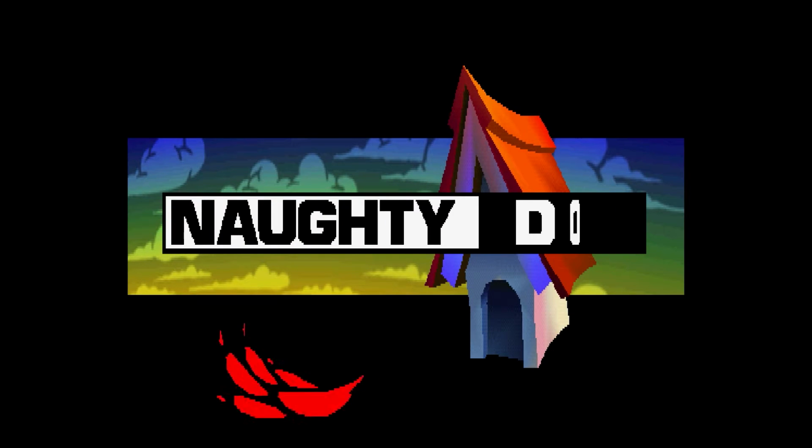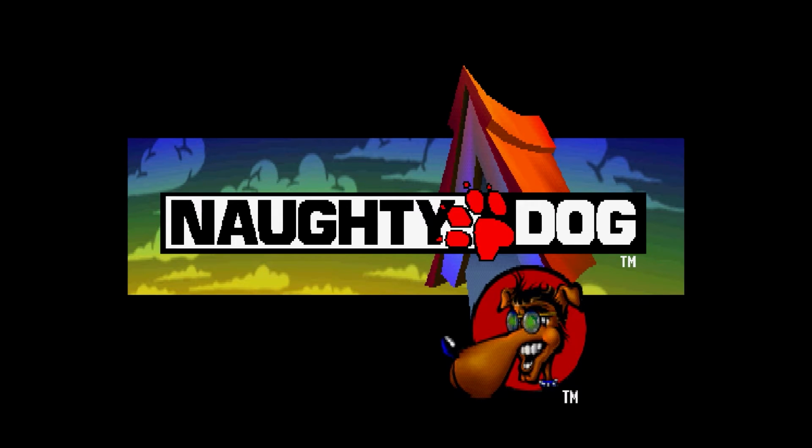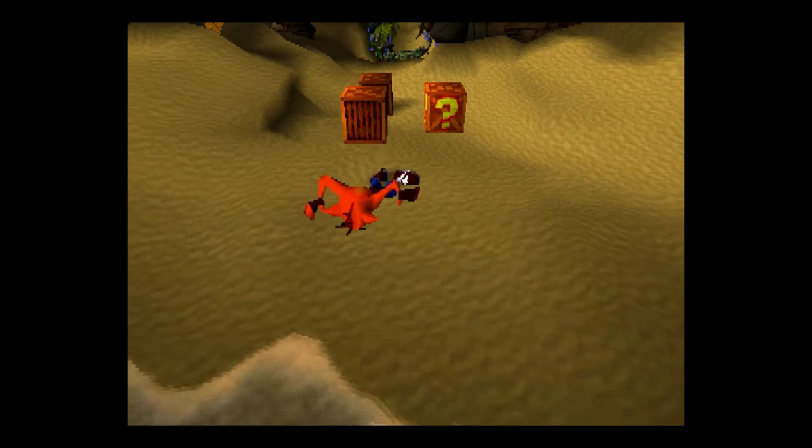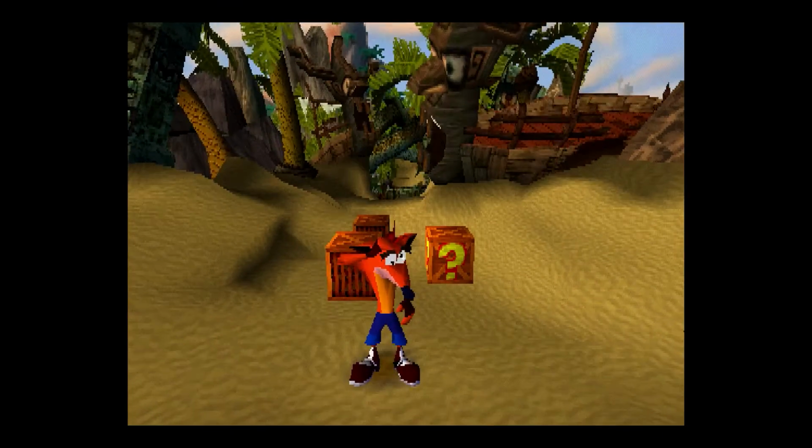Crash succeeded where other mascots failed through the creative programming and clever problem solving by the team at Naughty Dog. Naughty Dog's motto was, bite off more than we can chew, then figure out some crazy complicated way to make it work. I think a lot of programmers and designers can relate to this.